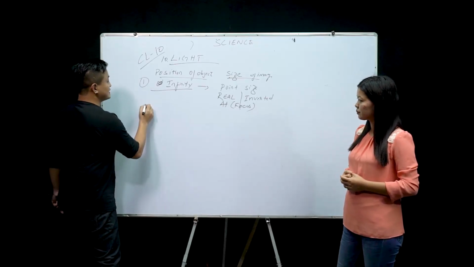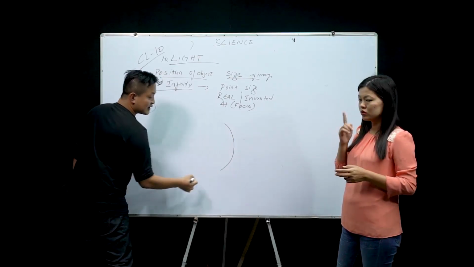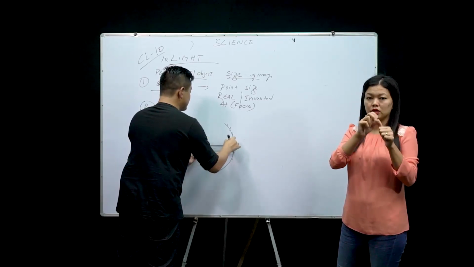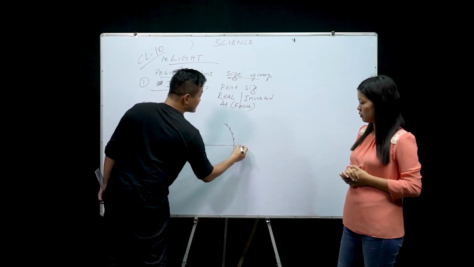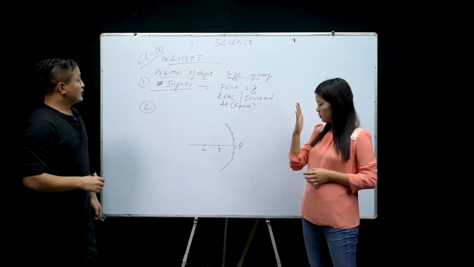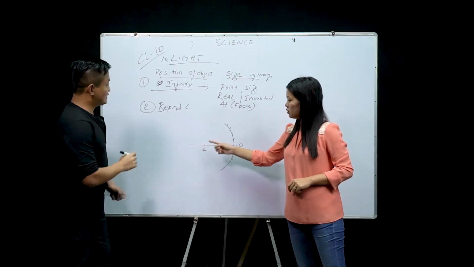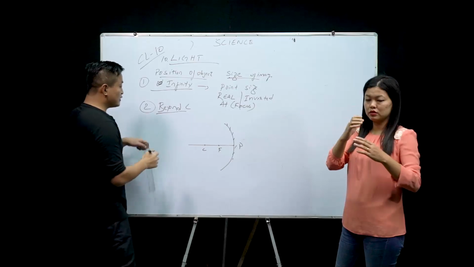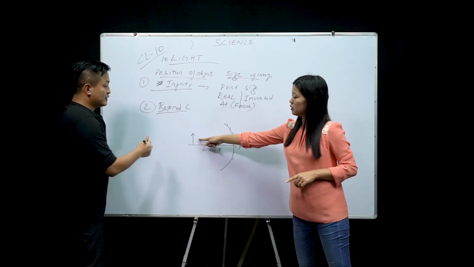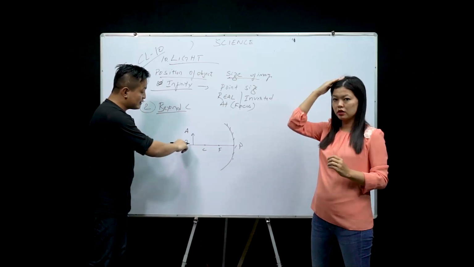Clear? So now today let's see if the object is beyond C. Let's say this is our ray diagram. This is our concave mirror, and we have the principal axis here. This is the pole, this is our focus, and this is our center of curvature. Clear? So now the second position: the object is beyond C. We are not at infinity, we have come a little closer, but it is beyond C. Let's say this is the object, this is the person. We will represent it with AB, where the head part is A and the tail part is B.